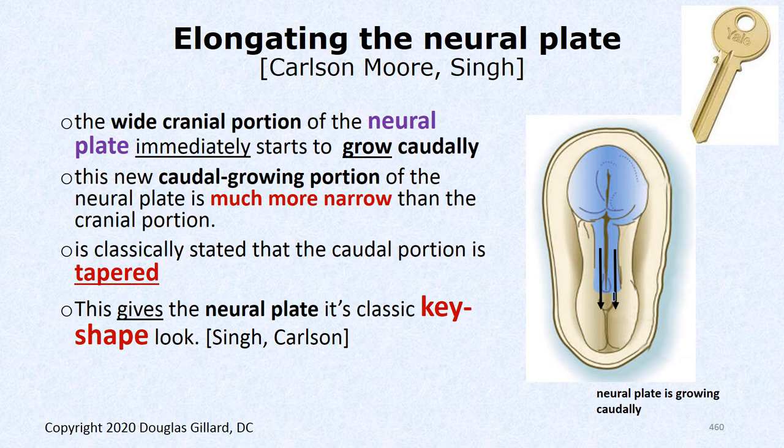I don't think I wrote this down, but the primitive streak is shrinking. Underneath it, as the primitive streak shrinks in this direction, the notochord grows. Remember we talked about that last time. The notochord is always able to secrete the BMP inhibitors to help this occur. Classically, this new part here is more tapered, so it's said to look like a key, a key-shaped neural plate. It hasn't folded yet, though.